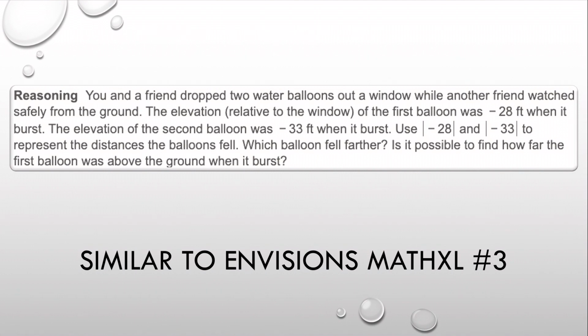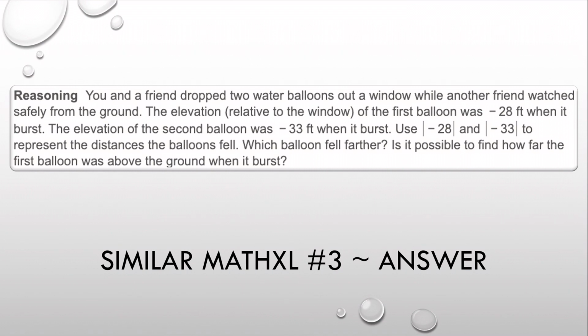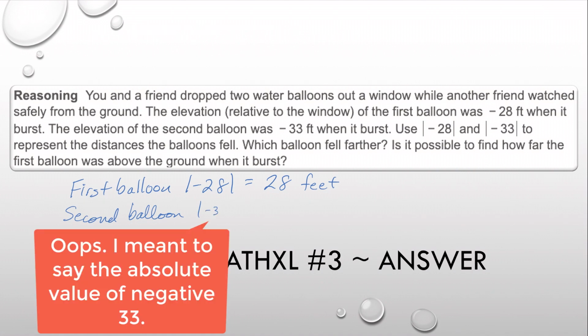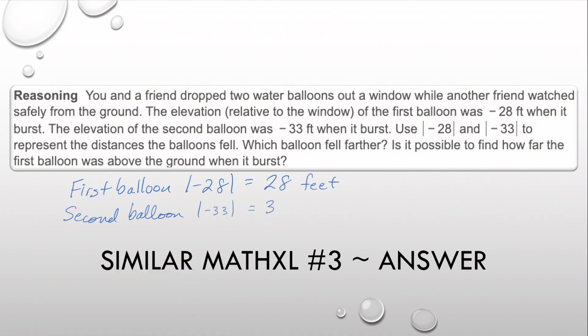So the absolute value of -28, the first balloon, that's 28 feet. So the first balloon fell 28 feet. The second balloon, they asked you to use the absolute value of -33, which is 33. The second balloon fell 33 feet. So which balloon fell further? Well, the second balloon fell further.